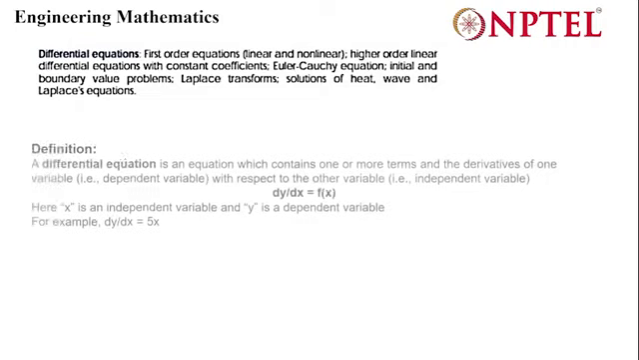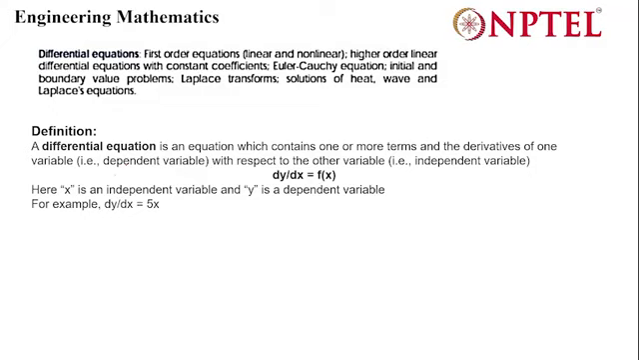So what is the definition of a differential equation? A differential equation is an equation which contains one or more terms and the derivatives of one variable, that is your dependent variable, with respect to other variables, that is your independent variables. What does that mean? Just any equation which contains any kind of derivatives is called a differential equation. In this equation, x is an independent variable and y is dependent on x. Another example is dy/dx = 5x.